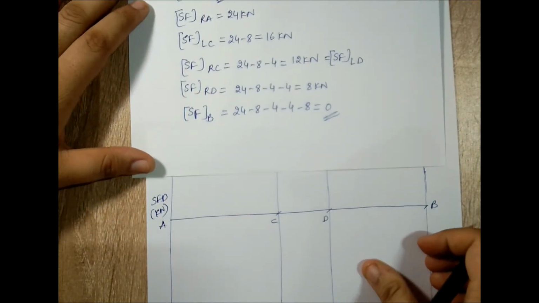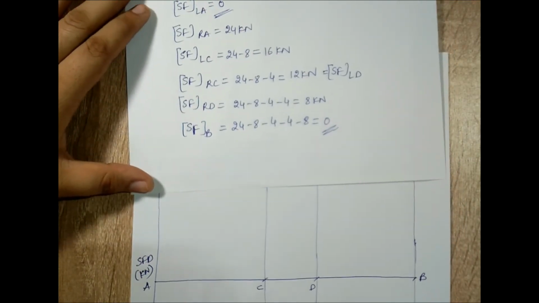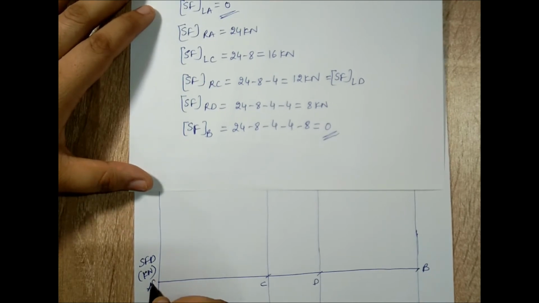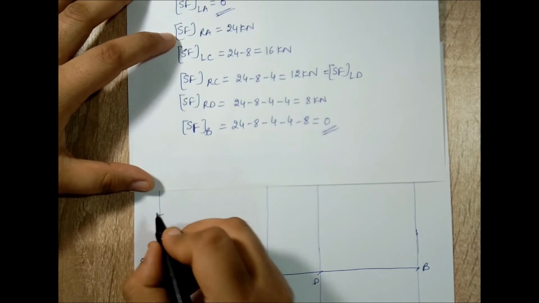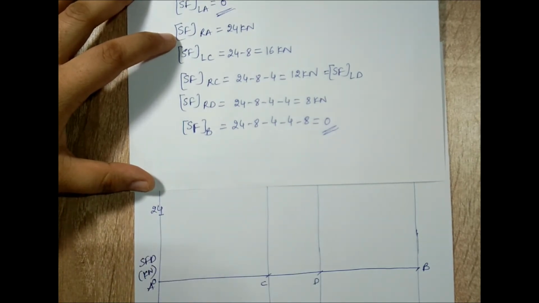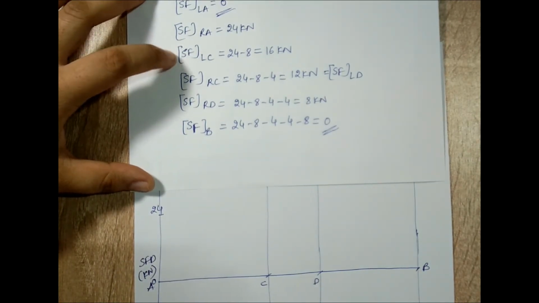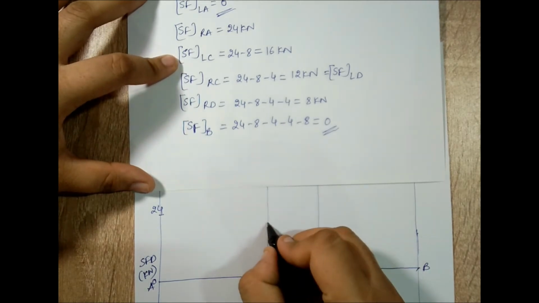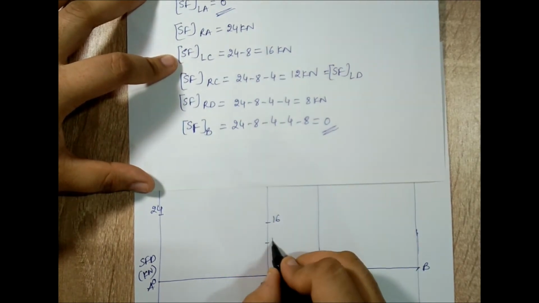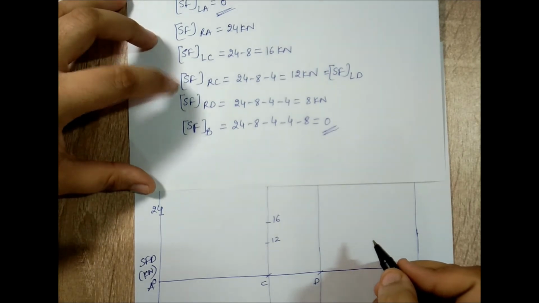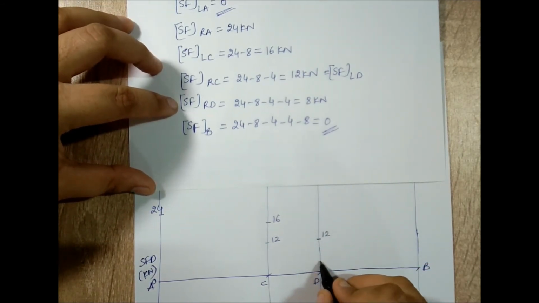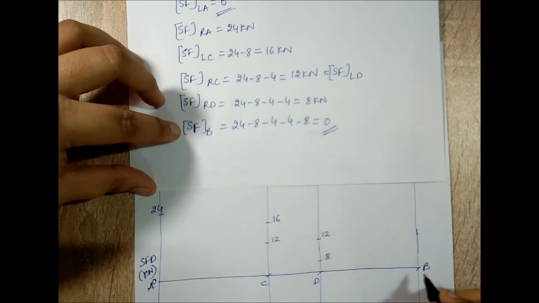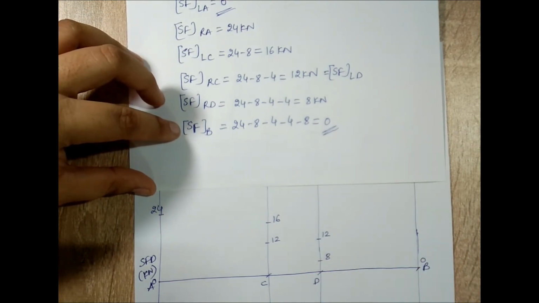To the left of A, the value is 0. Right of A has value 24, which is the highest value here. So I'll write down 24. At point C, there are two values, left and right. So I have 16 and then I have 12. The value to the left of D is again 12. To the right of D, the value is 8. And at point B, the value is 0.